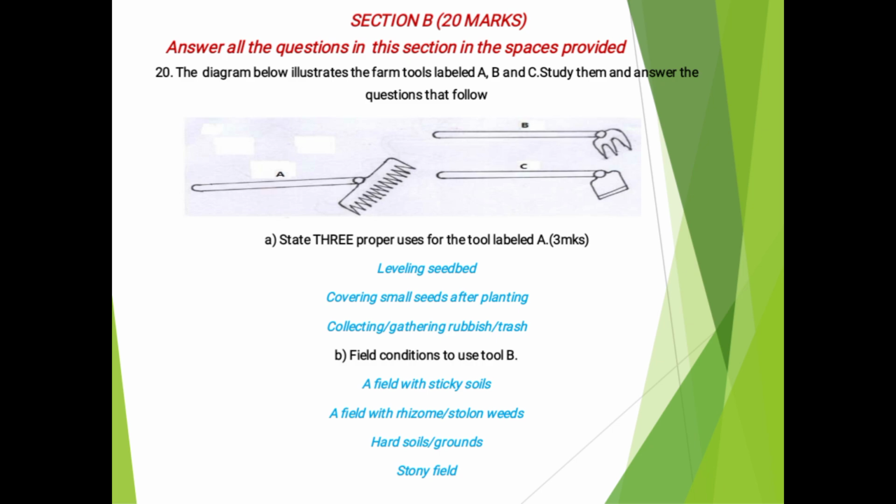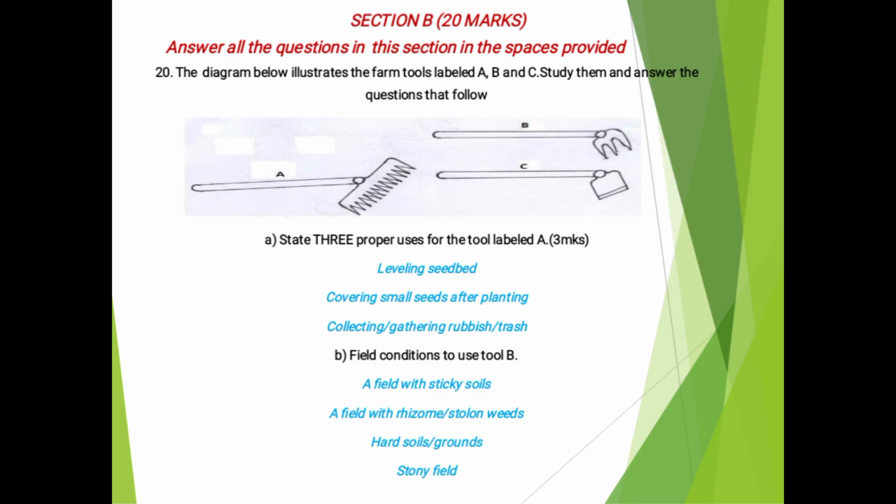Now, section B of our paper contains several questions, and the total marks is usually 20. So let's begin with question 20. The diagram below illustrates the farm tools labeled A, B, and C. Study them and answer the questions that follow.